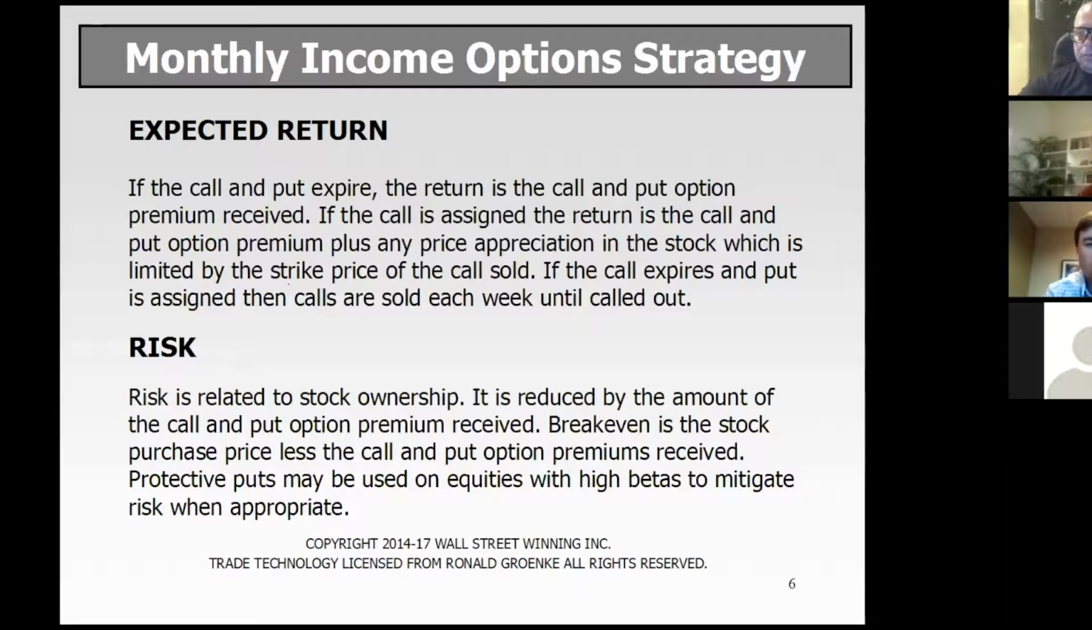But the premium we're getting in does reduce our risk, and our break even goes down because we can now reduce our purchase price by those options we receive. So that's very important. We also may do protective puts on some equities that have high betas to mitigate some risk when appropriate. In other words, if we feel that this particular equity has a higher level of risk, then we'll take on some more protection.